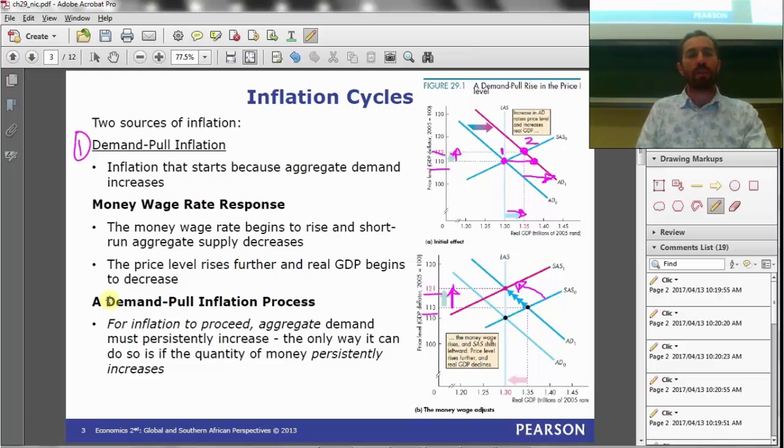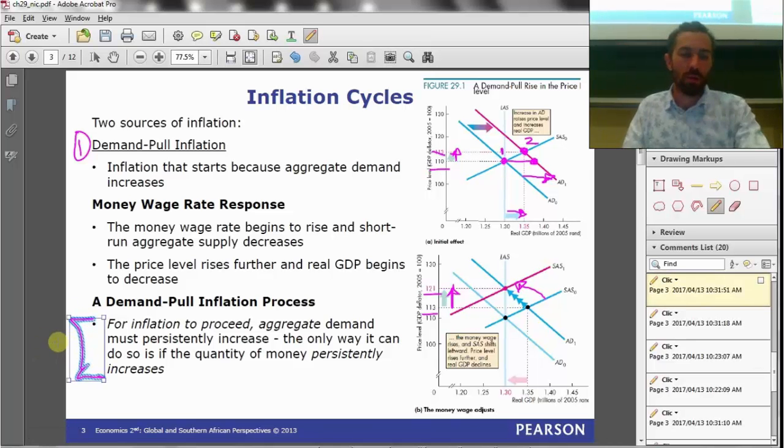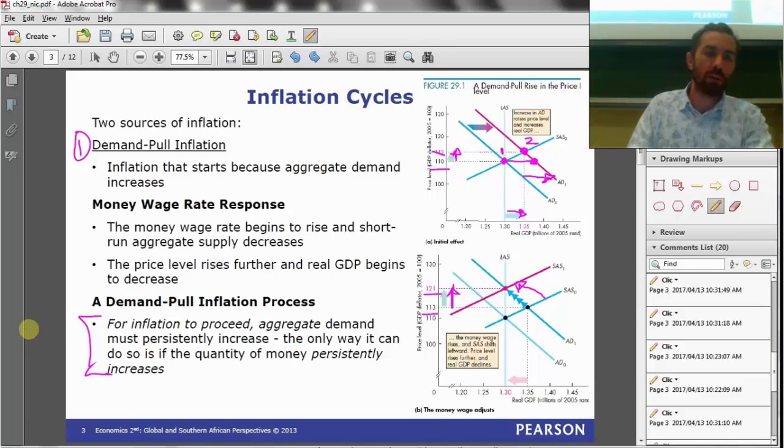So we refer to this as a demand pull inflation process. For inflation to then proceed, aggregate demand must persistently increase, and the only way it can do so is if the quantity of money persistently increases. So that is a theoretical explanation. That's one of our theories, a theory of how inflation occurs.